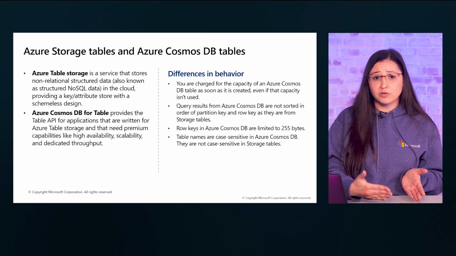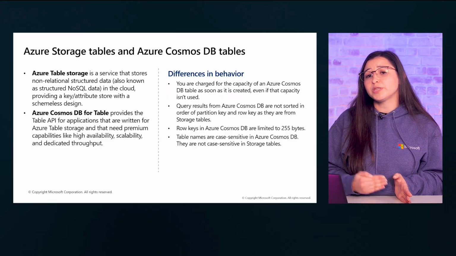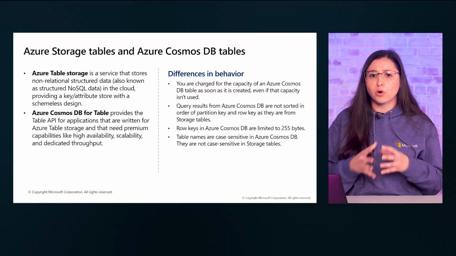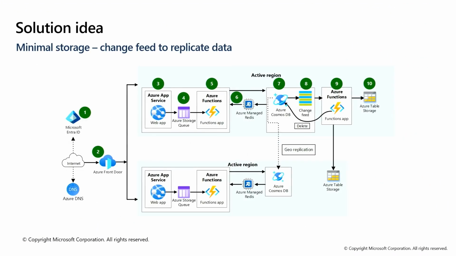We can start with table storage for cost or simplicity, then move into Cosmos Table API when we need premium or global behavior. Let's see an example of minimal storage, change feed to replicate data.